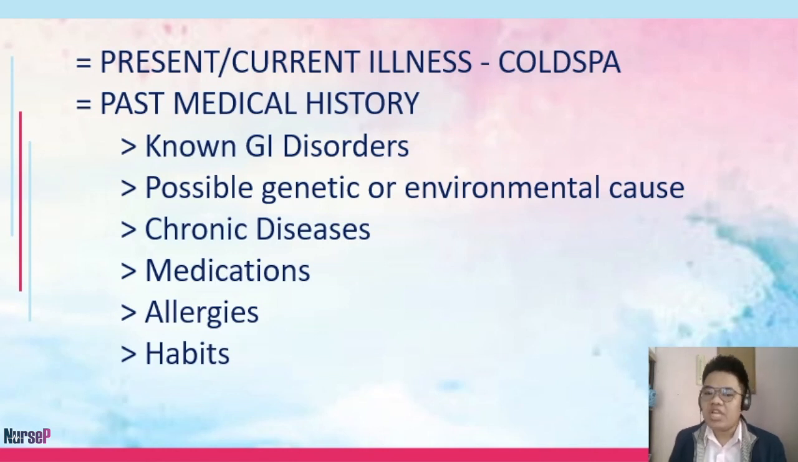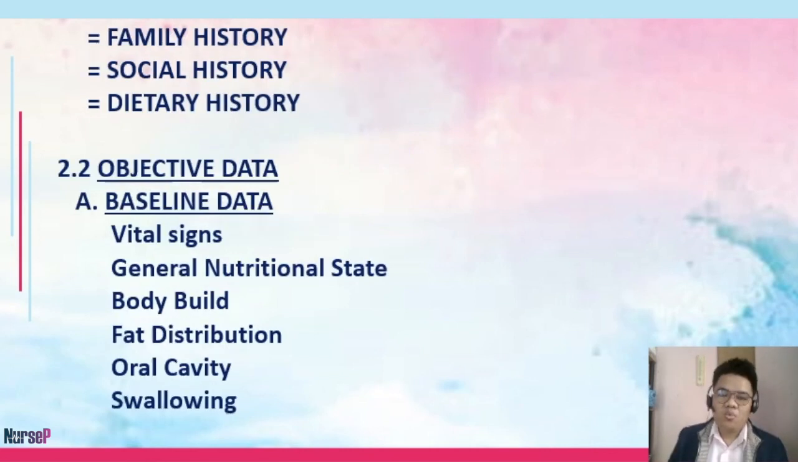We ask for known GI disorders, possible genetic or environmental causes, then chronic diseases, medications, allergies, and habits by the patient. We also ask the family history, commonly the history of cancer because of its familial predisposition. Then we also ask for the social history and dietary history. The intake of carcinogens, again, would lead to cancer. And then for the objective data, we start with the vital signs. Remember that if our patient would have anemia, the tendency is for the blood pressure, for example, to be decreased in the long run.